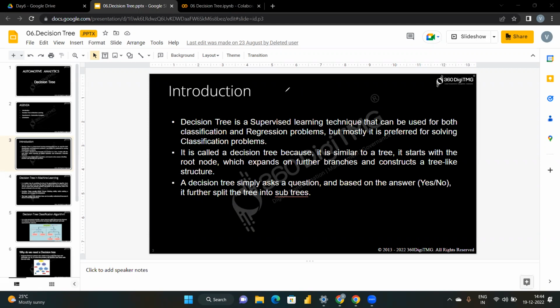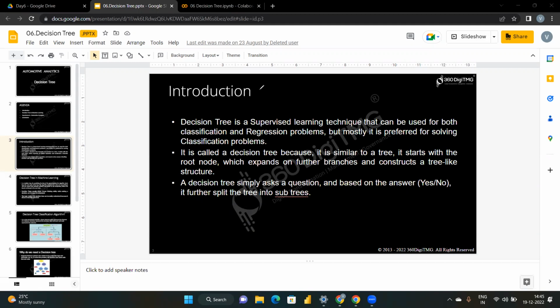A decision tree is a flowchart-like tree structure, where each internal node denotes a test on an attribute, each branch represents an outcome, and each leaf node holds a class label. Now, how does the construction of a decision tree take place? A tree can be learned by splitting the source set into subsets. So we are splitting the subsets.